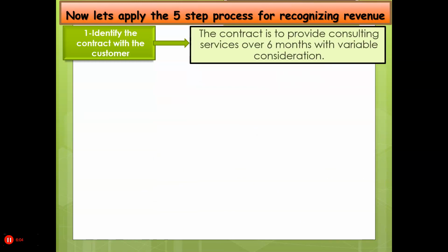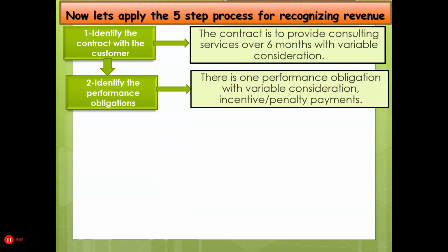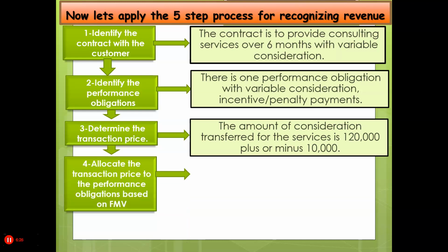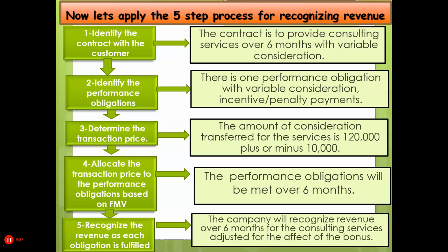So what's the contract? It's for 6 months of services. We only have one performance obligation, but we also have variable consideration. We have an incentive penalty payment. The transaction price for total service is $120,000 plus or minus 10. Now we have to allocate the performance obligation over 6 months. The company will recognize revenue over 6 months, but we have to adjust for the effect of the bonus. So how do we do this?